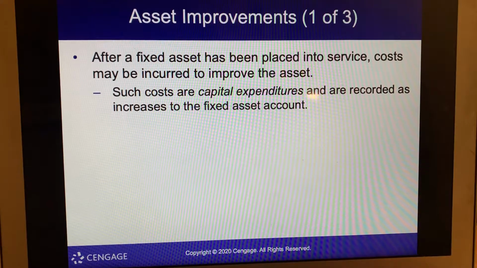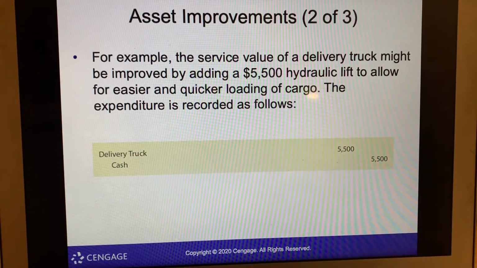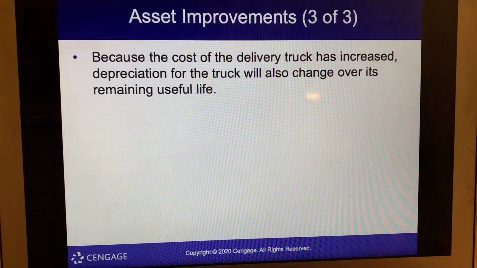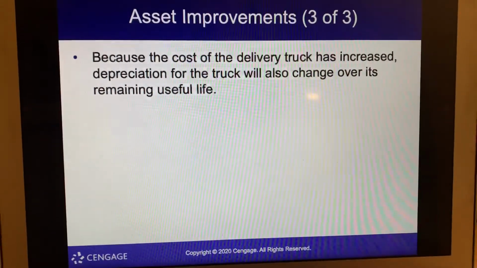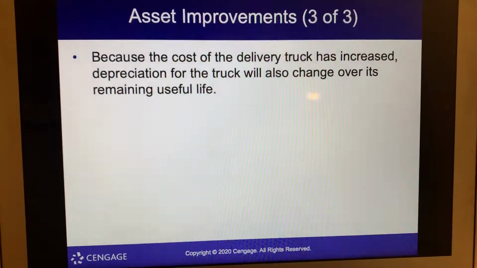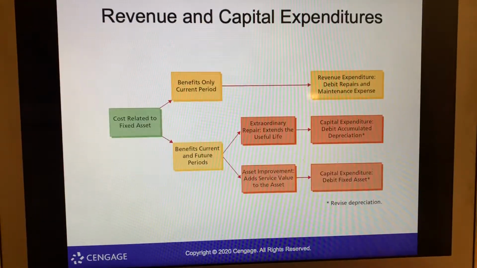Okay, so such costs again are called capital expenditures and are recorded as increases to the fixed assets account. So a delivery truck for $5,500, and that's coming out of cash. So what happens is you're putting $5,500 back into the delivery truck or the asset account, and that's coming out of our cash account to pay for it. Because the cost of the delivery truck has increased, depreciation for the truck will also change over its remaining useful life.